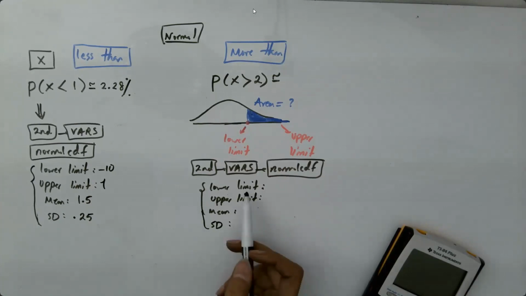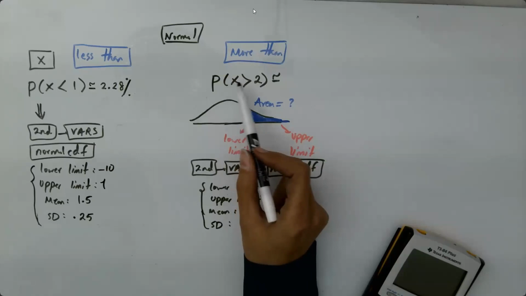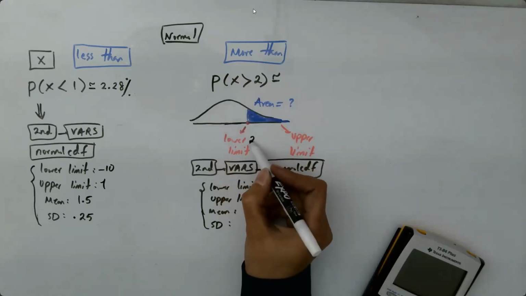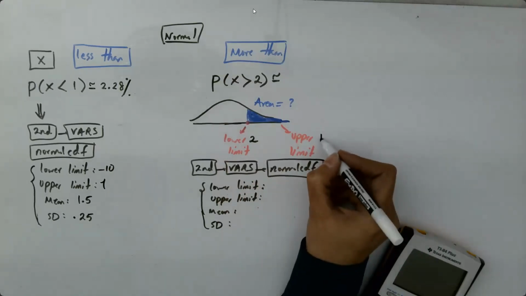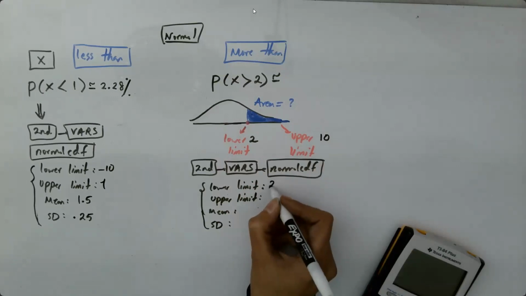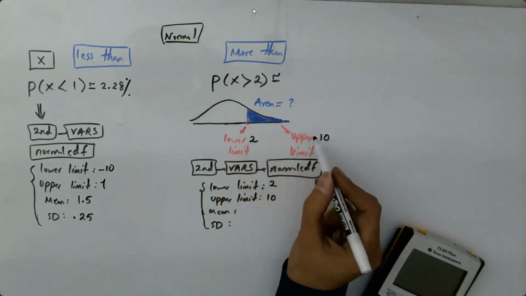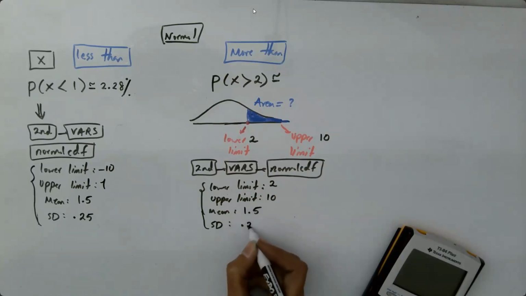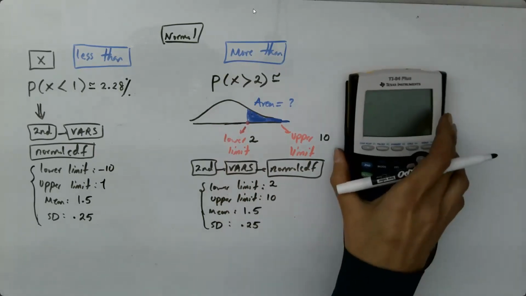Okay, so what is my lower limit here? Remember that it says larger than 2, like 3, like 4, like 5, so my lower limit is 2. What about my upper limit? Use a large positive number like 10. So lower limit is 2, upper limit is 10, mean the same as the mean of the data, and standard deviation the same as the standard deviation of the data that we have. So let's take a look at a calculator.